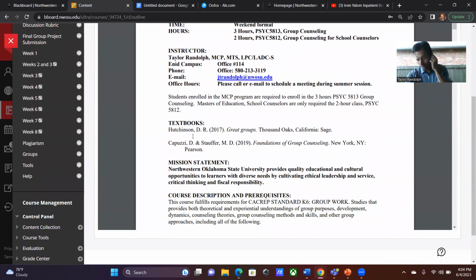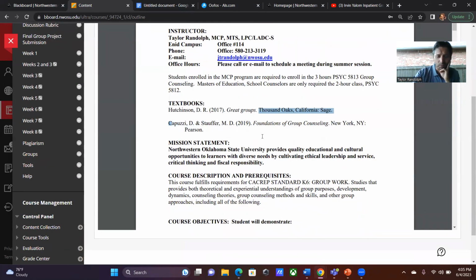Yes, you'll need both textbooks. If you're an education major, you can probably get away with this Hutchinson one. I'll try to share some extra resources here and there. I try to augment in each week, each module. But we will be referencing some of the text in this Capuzzi and Stouffer. So that's probably going to be necessary.